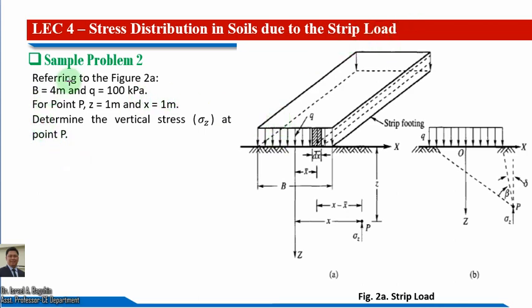So here we are referring to this figure 2a for the strip load, where our B is equal to 4 meters, and our uniform pressure q is equal to 100 kilopascal, and for point P, our z is equal to 1 meter, and our x is again equal to 1 meter. So we are going to determine the vertical stress at this point P.